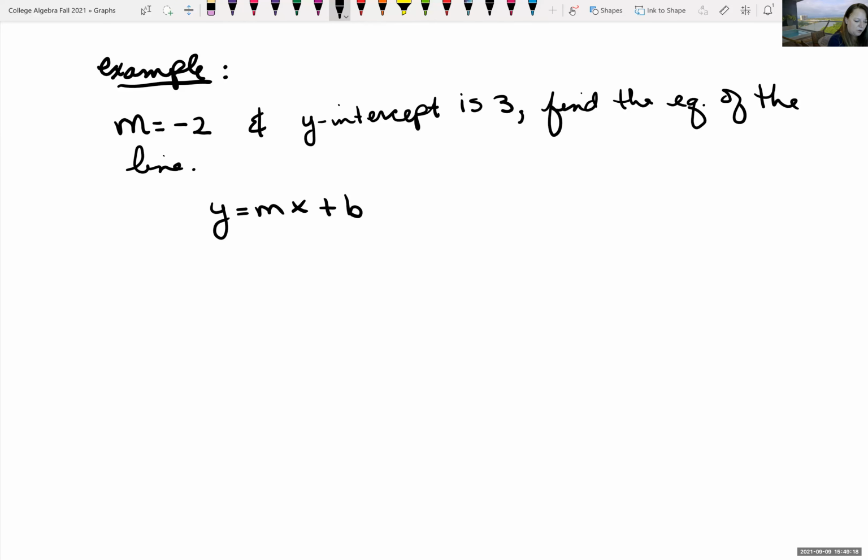We can plug it into this form, y equals mx plus b. We know what our slope is. It's -2. So we have y equals -2 times x. And we know what our b value is. Our y-intercept is 3, so b equals 3. So if we go in here and plug in 3 for b, we have +3. So we have our equation of the line.